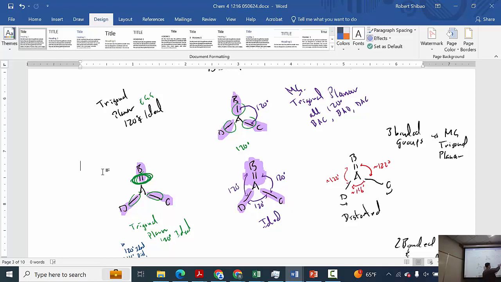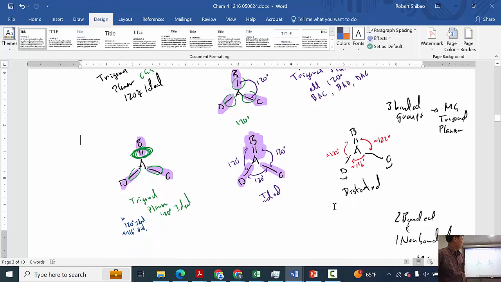So in other words, this bigger group here from the double bond pushes D and C closer to one another. And so we end up with a distorted angle. The distorted angle would be these: BAC at 122, BAD at 122, and a DAC at 116. Those are just guesstimates, and so that's why I put a little tilde there. But anyway, this gives us the same molecular geometry. 3 bonded groups yields a molecular geometry of trigonal planar.